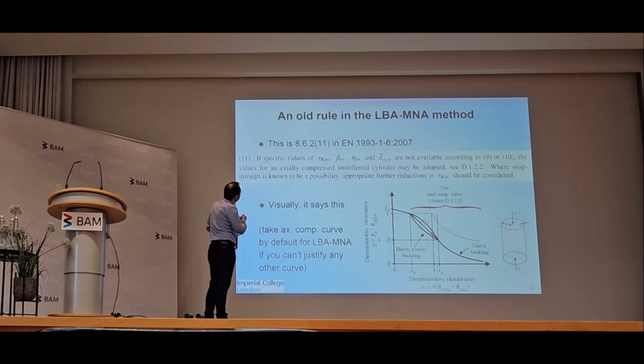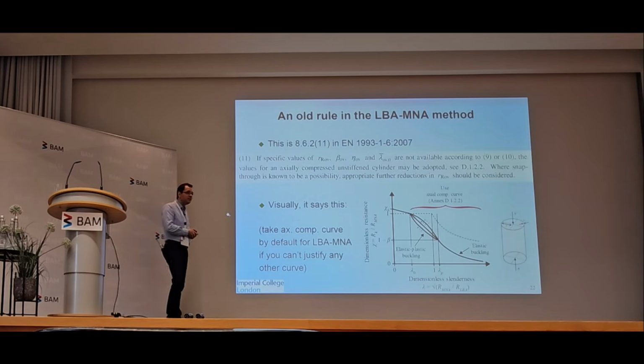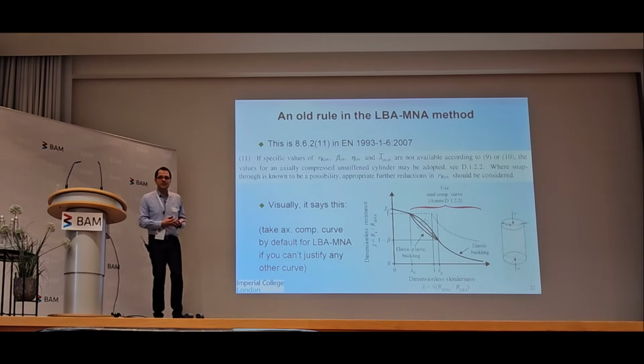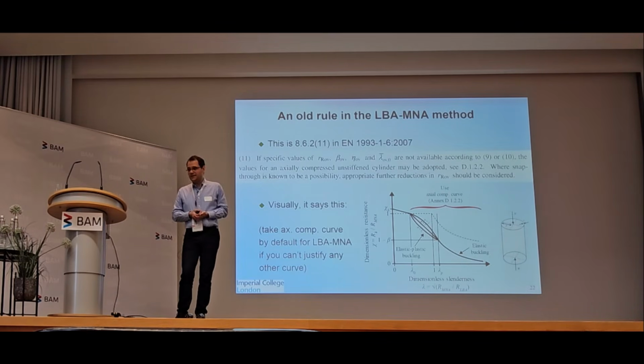And if you look in the 2007 version of the standard, this is clause 862, paragraph 11, which says, and I quote, "If you do not know any better, take the values for an axially compressed and stiffened cylinder." Because on the grounds that this is one of the most conservative capacity curves that you have, so if you do not have grounds to take something different, take the most conservative thing.